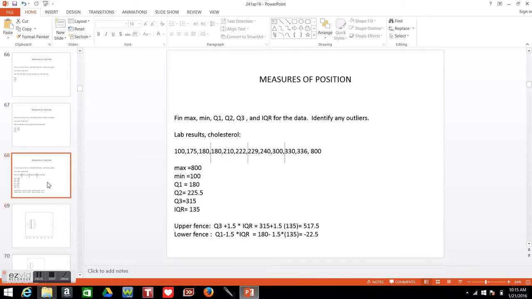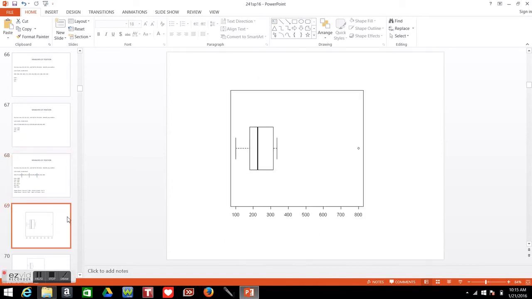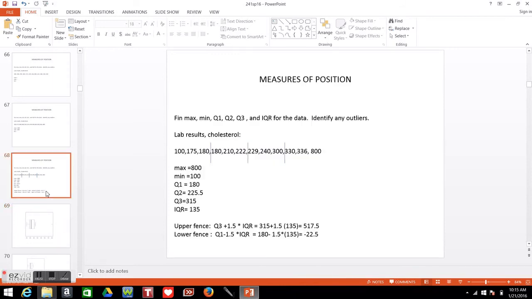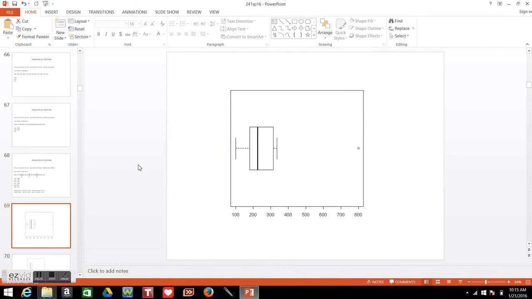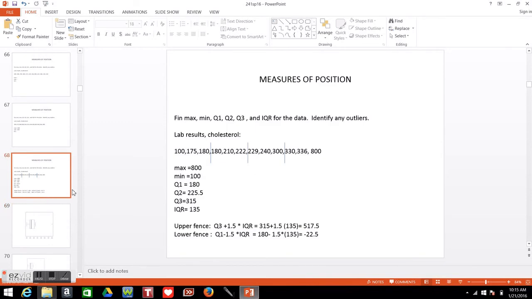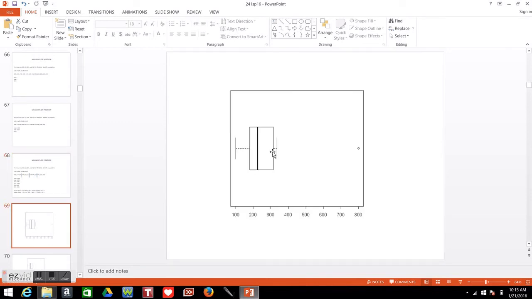So we still have the minimum as 100. Okay. We still have the Q1 as 180. We still have the median, the Q2, as 222.5, or 225.5, sorry. The Q3 is still drawn at 315, the third quartile. And the max, though, now is going to be 336. And then the 800 is marked out here as a special value, which indicates that that is a potential outlier. And you can use a dot, you can use an asterisk, it depends. Any of those things are okay.